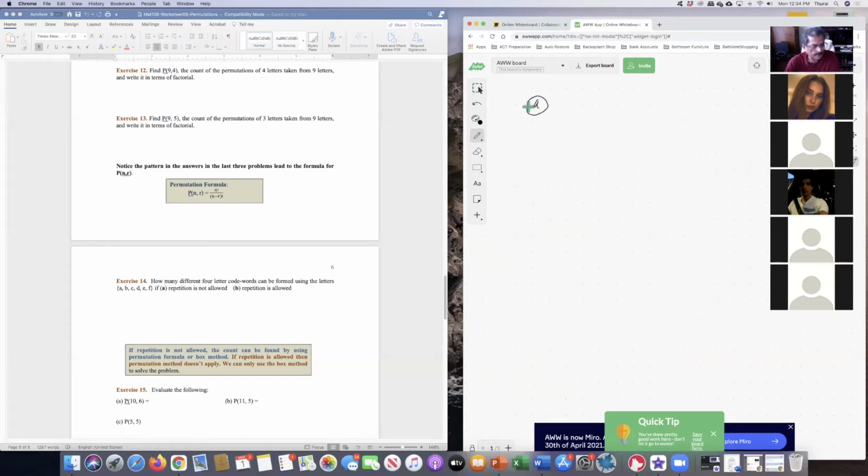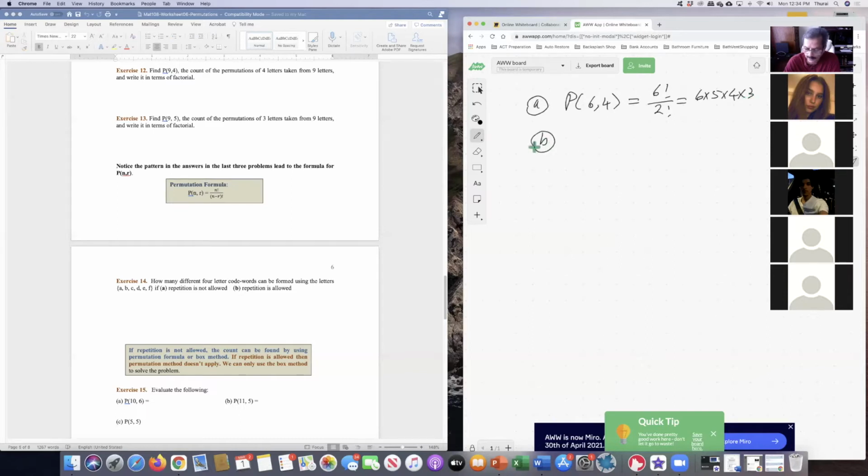Both can be used. So I'm going to use permutation for part A. 6 letters given, and we are making 4-letter code words. That's same as saying how many ways are there to arrange 4 letters taken from the 6. So it's same as permutation of 6 comma 4, which is equal to factorial 6 over factorial 2, and that's equal to 6 times 5 times 4 times 3. And you multiply them to get the answer.